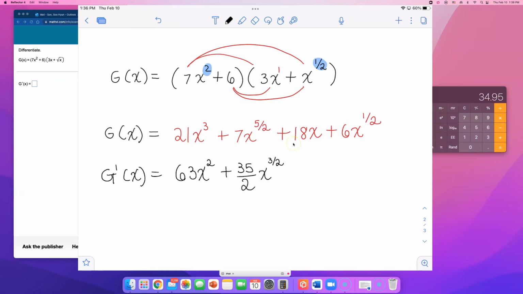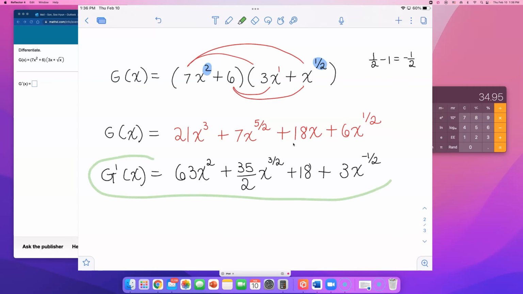All right, let's do it. Plus 18, and then plus, now let's do the power rule again. 6 times half is, well, half of 6, right? Just 3. 3x to the, and we've been doing this for a while, half minus 1. Half minus 1 is negative half. So the last exponent is negative 1/2. And that's going to be my answer. I don't think I need to rewrite it any differently.